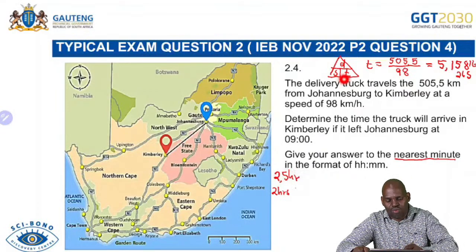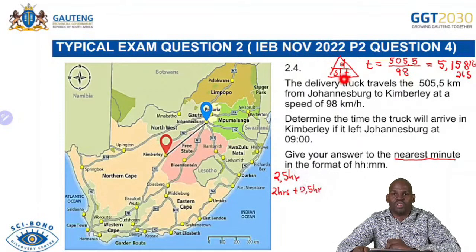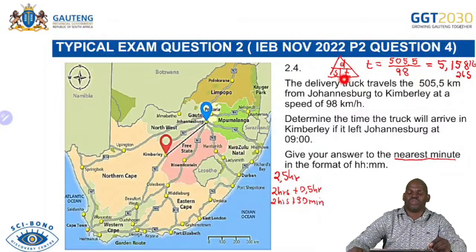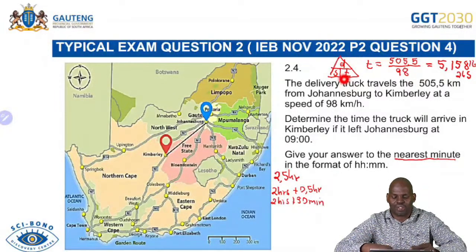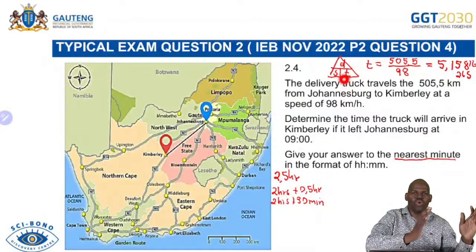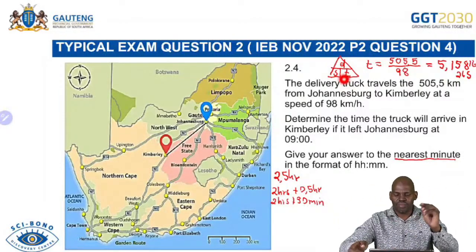So in this case, we've got 2 hours plus 0,5 of an hour. Then that 0,5 of an hour, we now need to convert it to minutes. And that is why 2.5 hours is the same as, if you take 0,5 and multiply by 60, you get 30 minutes. So it means 2.5 hours is not 2 hours and 5 minutes, but it's 2 hours and 30 minutes. So we are splitting the whole and the fraction.